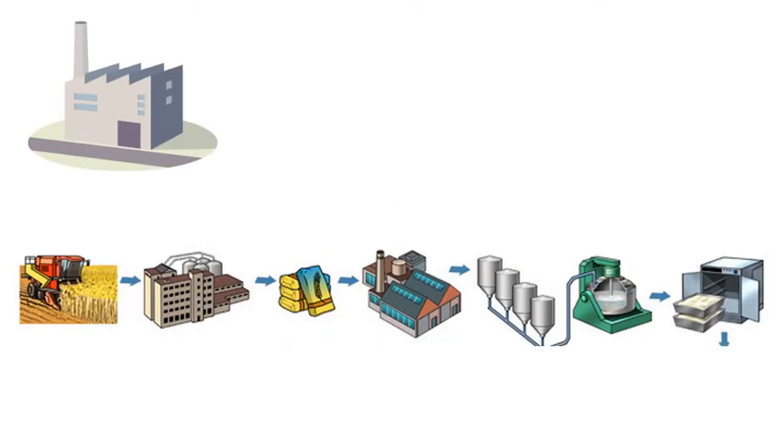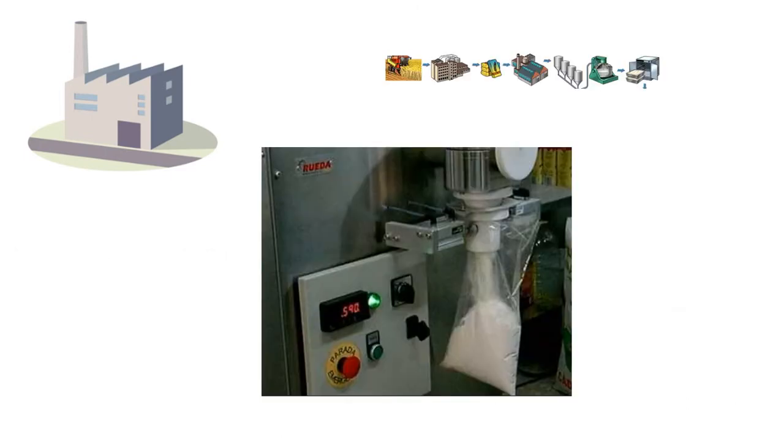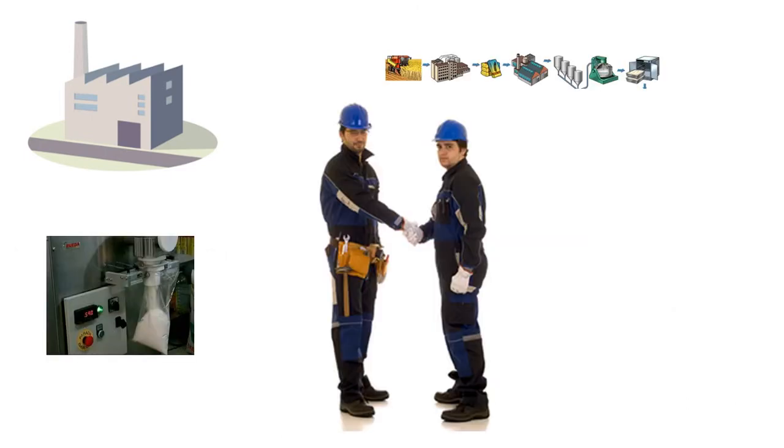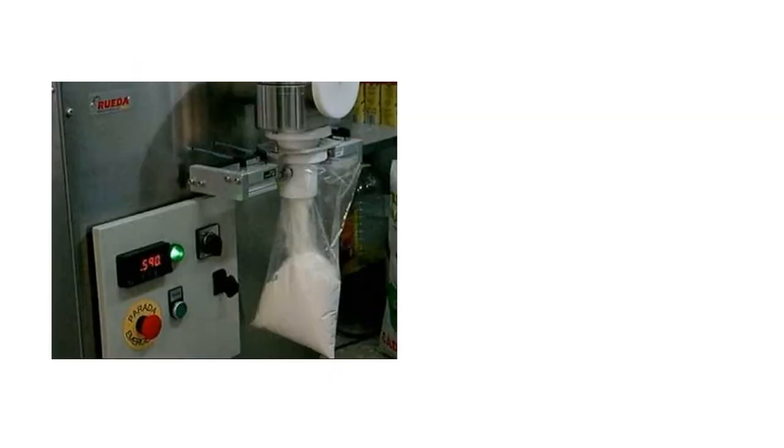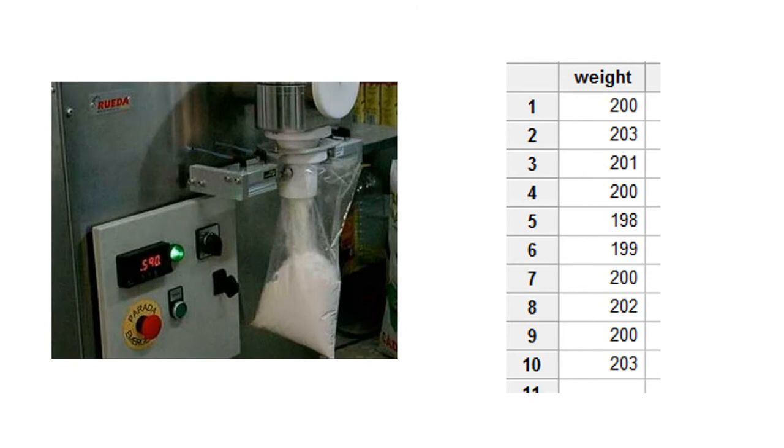Inside, we have a lot of processes, machines, and persons. That I just said they are not perfect. I choose the machine that provides the sugar in the bags, and I weigh 10 bags. I get these values.